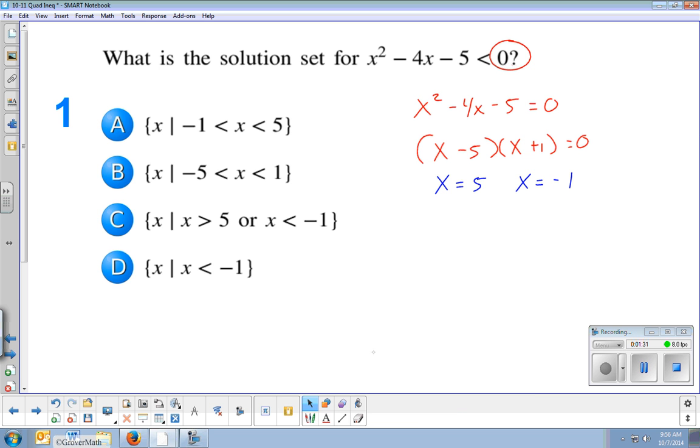Now, when it came to absolute value, we had to check these numbers to see if they worked, because often they didn't. That's not the case with quadratics. You do not need to check them, but these are not necessarily answers. Remember, for inequalities, they're what we call the critical numbers.